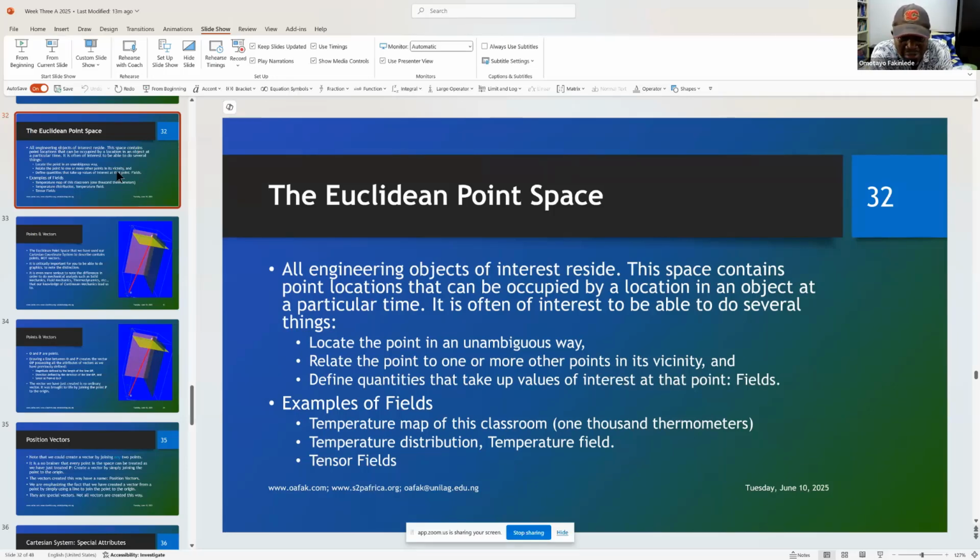Three, we may want to define quantities that take up values of interest at that point. Pay attention to that third thing. That is a very simple idea, but if you don't listen carefully, it becomes a problem for you. Define quantities that take up values of interest at that point.